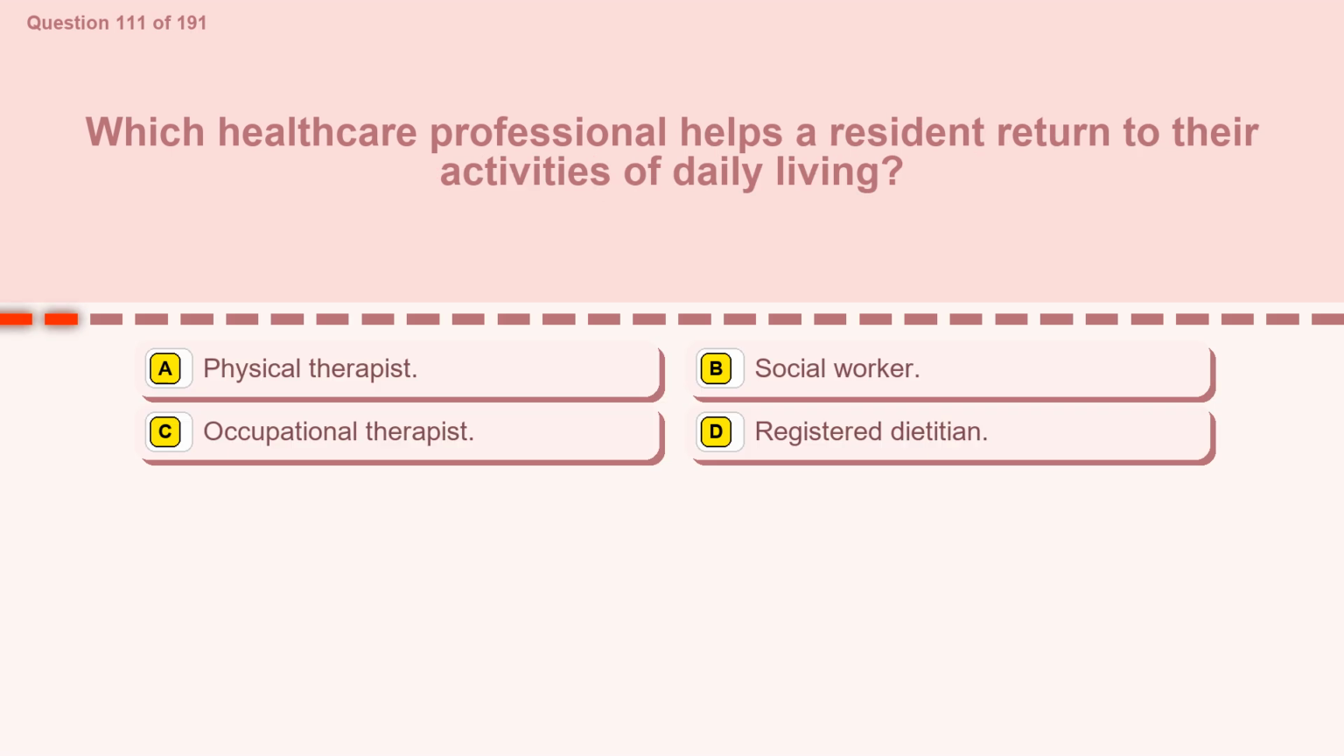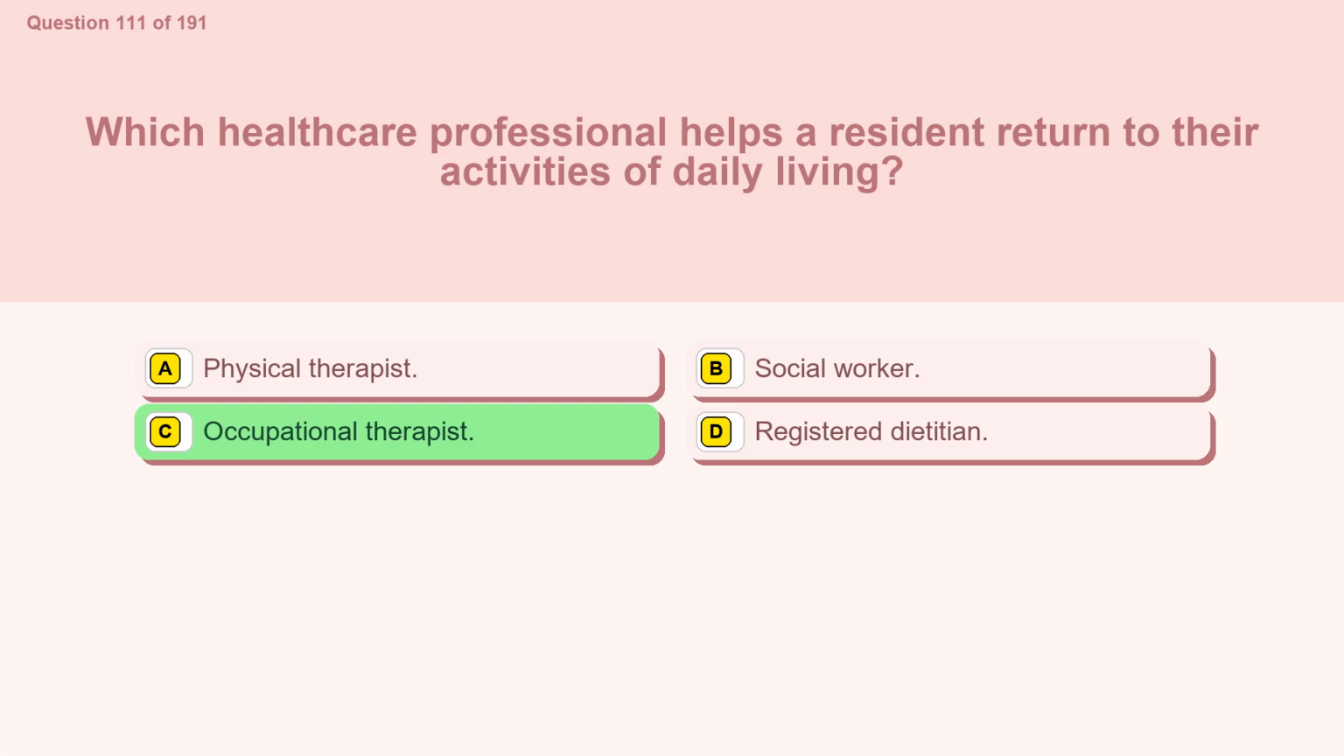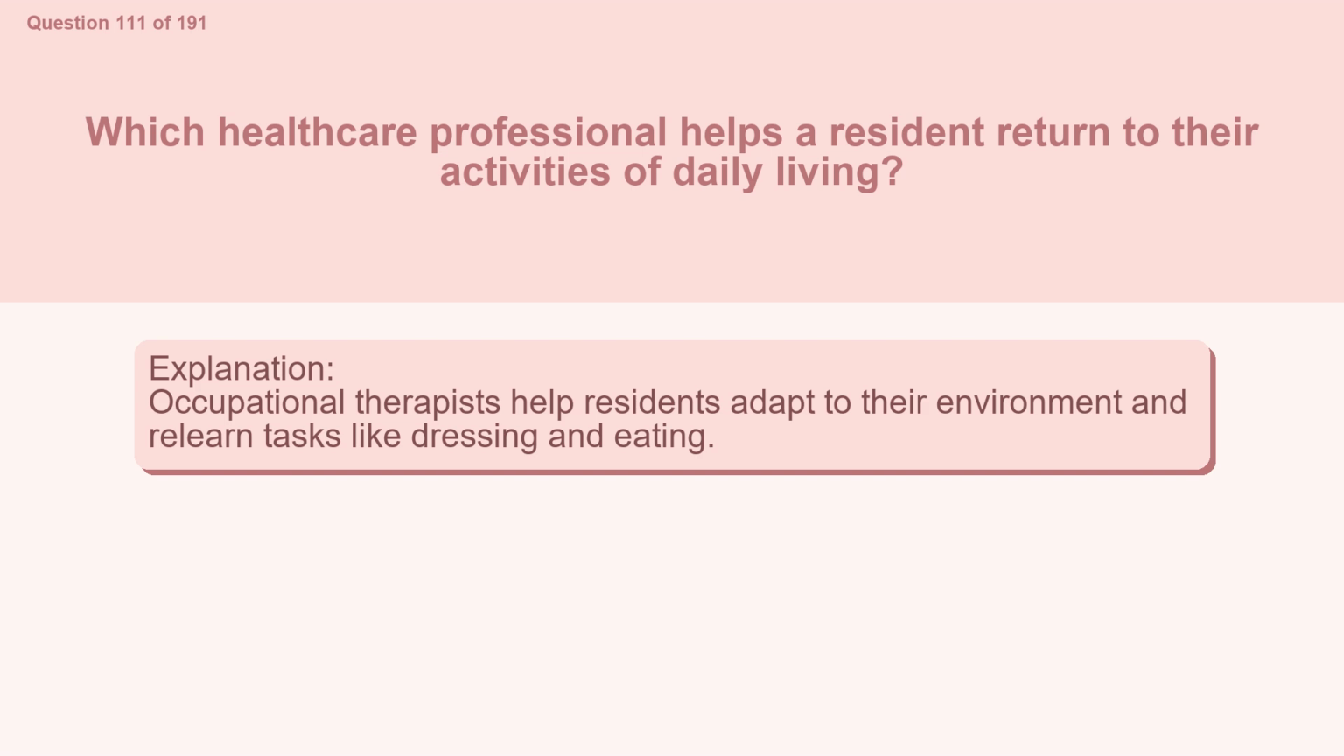Question 111. Which healthcare professional helps a resident return to their activities of daily living? Option A, a physical therapist. Option B, social worker. Option C, occupational therapist. Option D, registered dietitian. The correct answer is option C, occupational therapist. Occupational therapists help residents adapt to their environment and relearn tasks like dressing and eating.